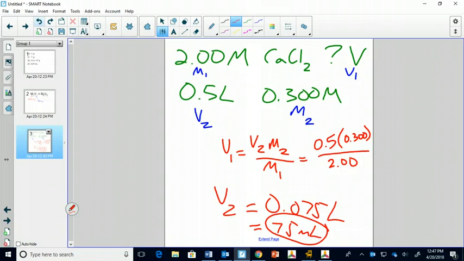Does that make sense? We have a volume and a molarity that are paired together, right? In this case, it's 0.5 and 0.300. Those guys go together. And I have either a molarity or a volume on the other side, and one unknown. And I simply solve for that unknown. Pretty straightforward.